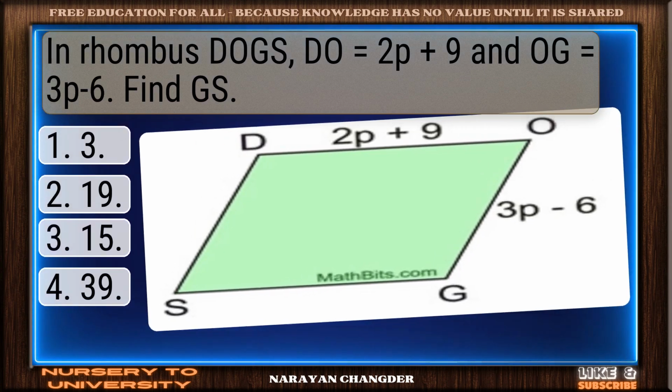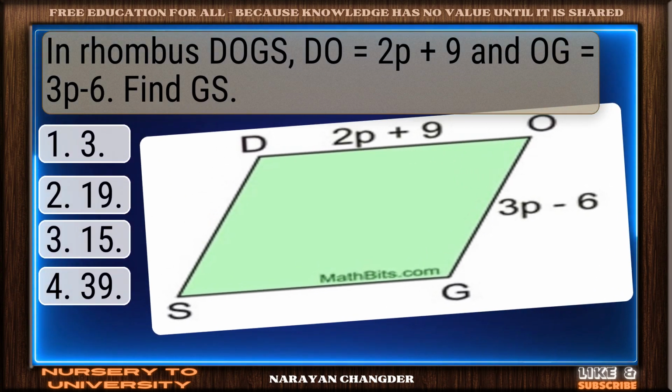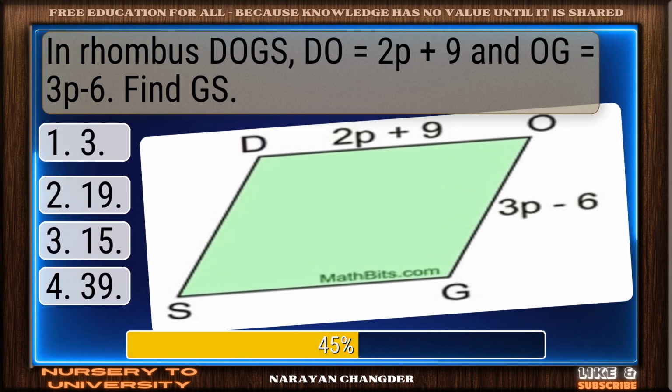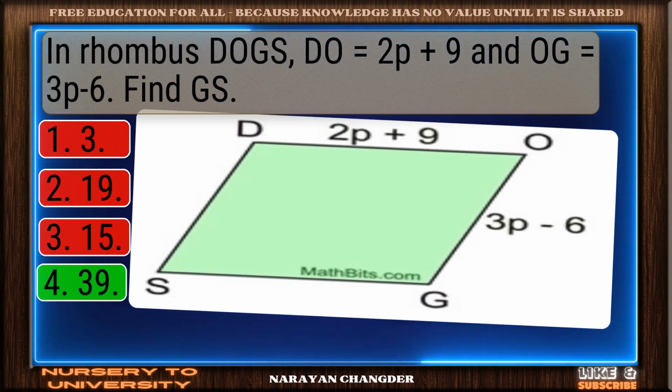Question number 18. In rhombus DOGS, DO equals 2p + 9 and DG equals 3p + 6. Find the length. Well picked. 39 is the correct answer.